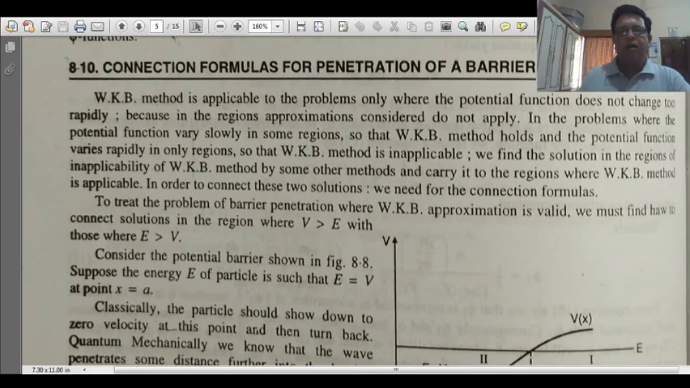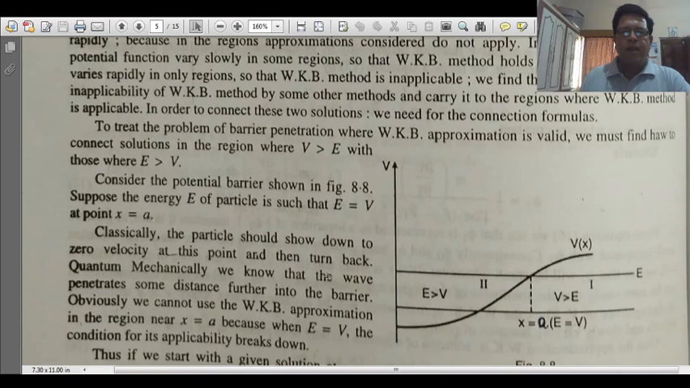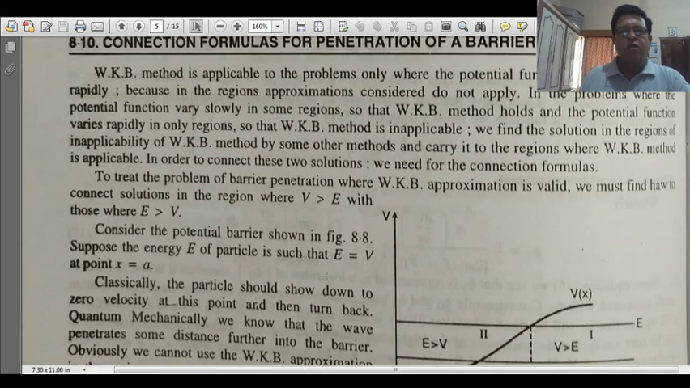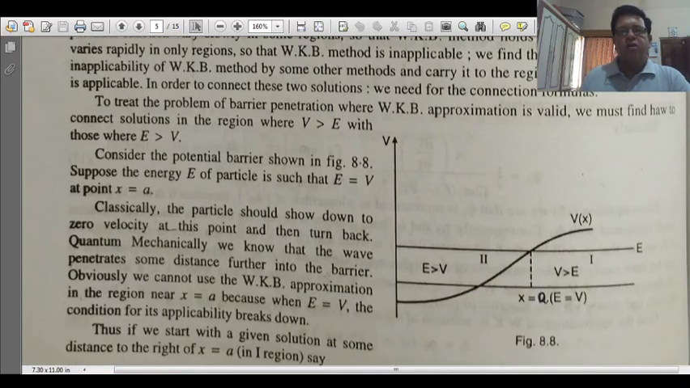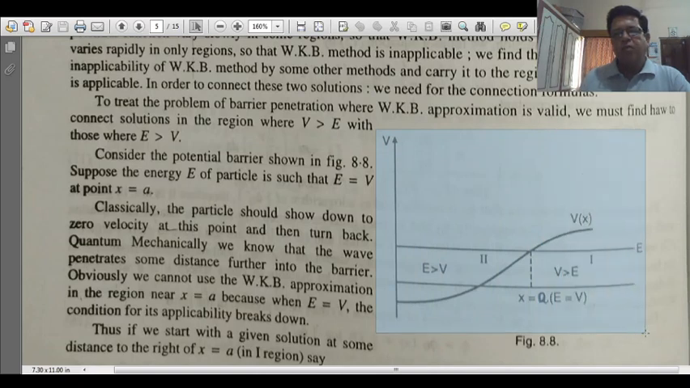So this problem is like that. A problem is mixed, where the potential function is slowly varying in one part and not slowly varying in another. To understand which kind of problem we want to consider here, we must understand this geometrical or diagrammatic representation.